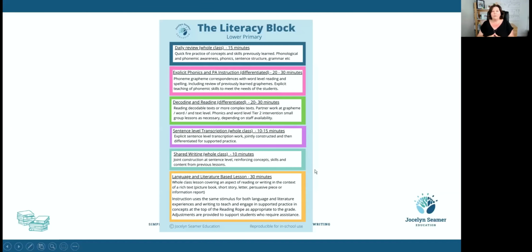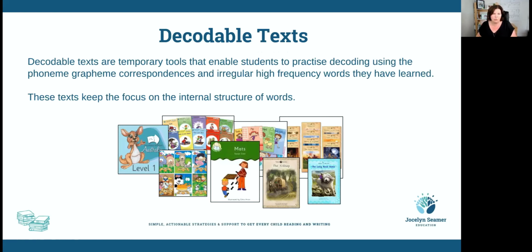So back to our literacy block. Where does this fit in? Well, right there. So we had our explicit phonics and PA instruction for 20 to 30 minutes. And then our decoding and reading for another 20 to 30 minutes. Remember the importance of building strong decoding in the early years. It's incredibly vital. You should do it.